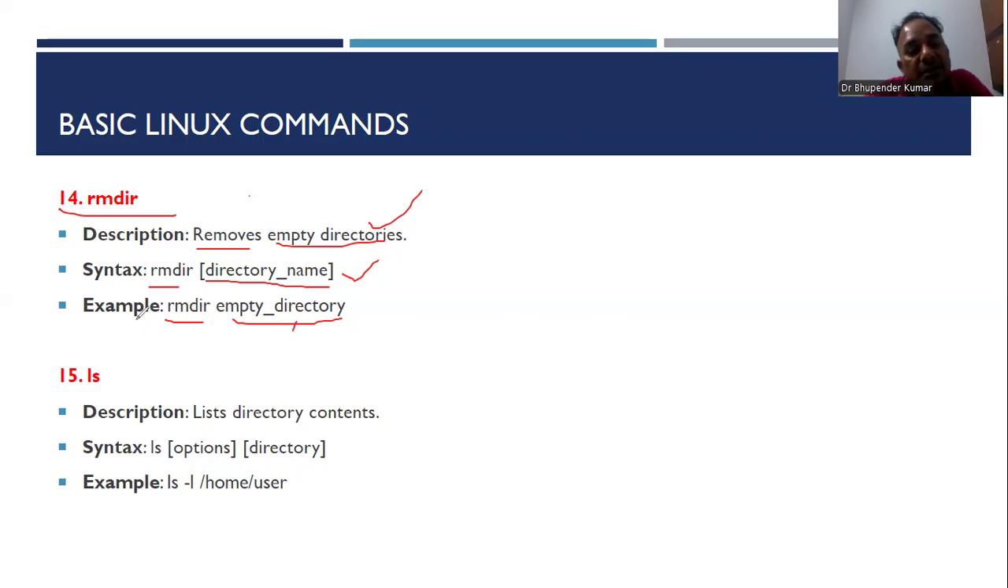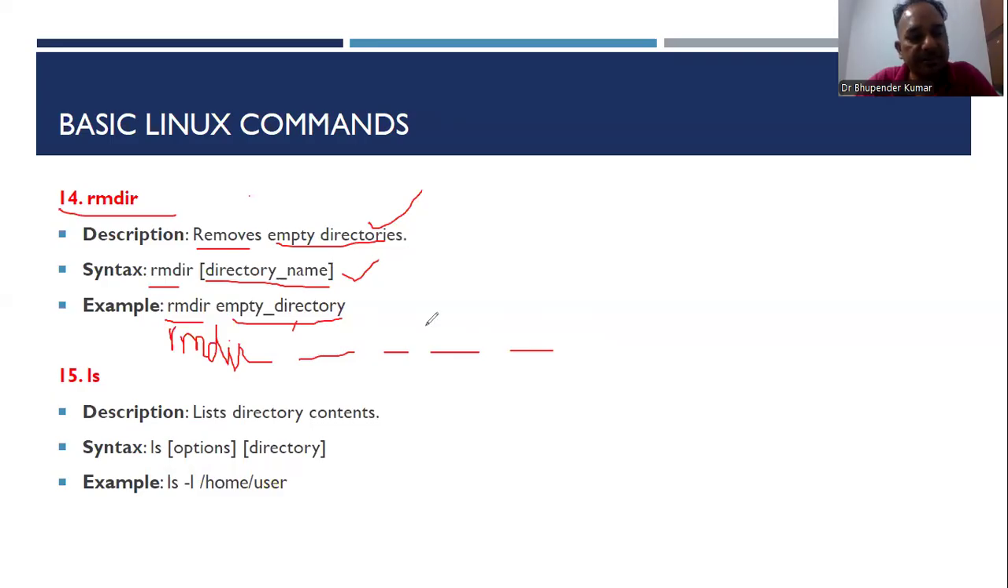And next, you can remove multiple directories. The command is you have to type rmdir, and this is the first directory, this is the second directory, this is the fourth, and so on. This will remove first, second, third, fourth. Yes, you can remove multiple directories using rmdir.